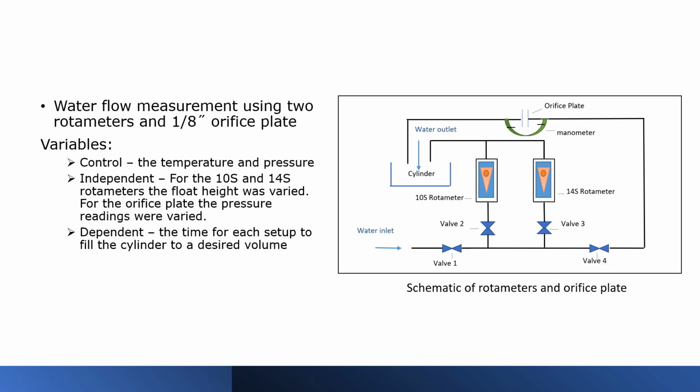Water flow measurement using a 10S, 14S rotameters and a 1/8 inch orifice plate. For the 10S rotameter, valves 3 and 4 were closed, while valve 2 was varied, therefore changing the float height and consequently the flow rate. For the 14S rotameter, valves 2 and 4 were closed, and valve 3 was varied to the desired float height. For the orifice plate, only valve 4 was adjusted to the desired pressure reading, which was determined from the readings of the manometer. The time taken to fill the cylinder to a certain volume was recorded for each setup.